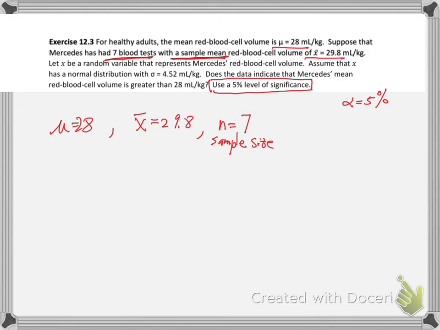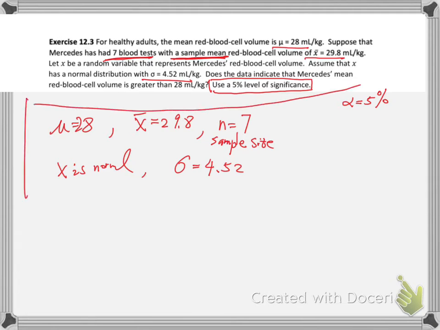Now the next one, they said x is normal. Then for any normal distribution, we already know mu is 28. We need sigma, right? So sigma is 4.52. So these are all the given information. How many numbers are given here? 5, right? 5.